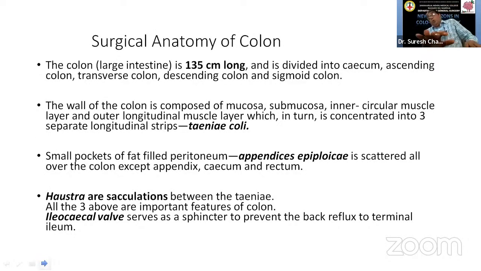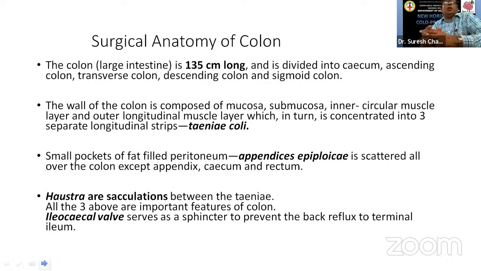Now, before going to the pathology, medical management, and surgical management, I will make you familiar with the anatomy of the colon. The colon is a large bowel which is around 1.5 meters long and has different parts: cecum, even the appendix is also part of the large colon, transverse colon, descending colon, and sigmoid colon. And later on, that's the rectum.